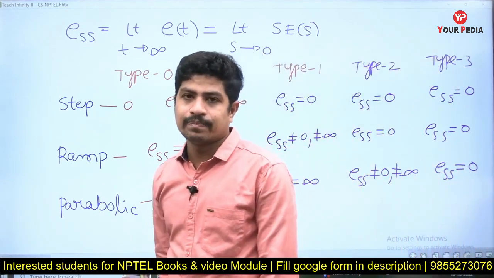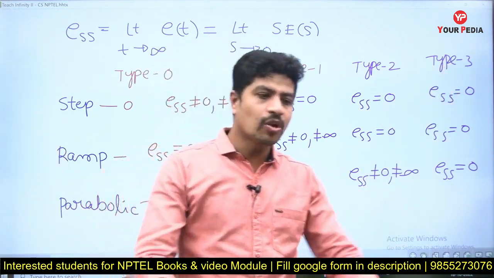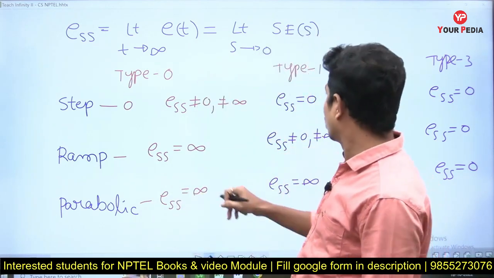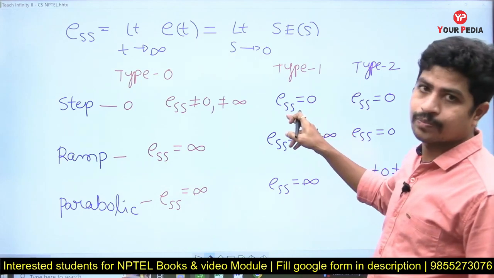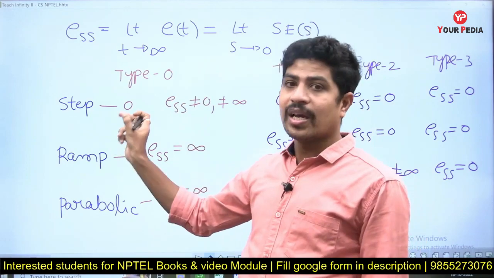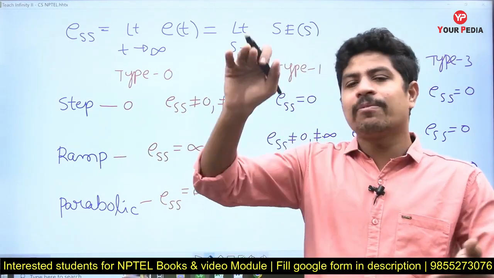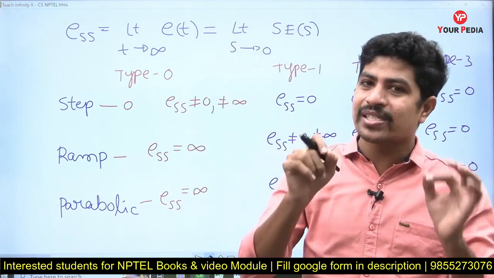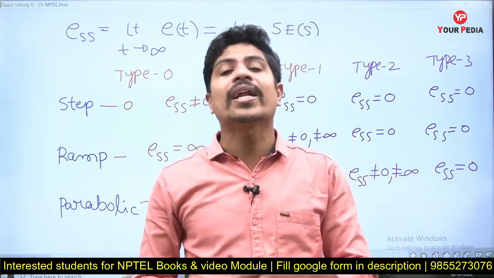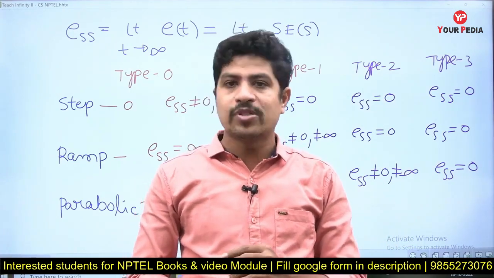Okay, now fix the input. If my input is step, no type will give infinite steady state error. Type 0 will give some finite amount of steady state error. Type 1 will give steady state error 0. Type 1 onwards steady state error is 0. If you want 0 steady state error with step input, you have to select any type of the system above type 0.